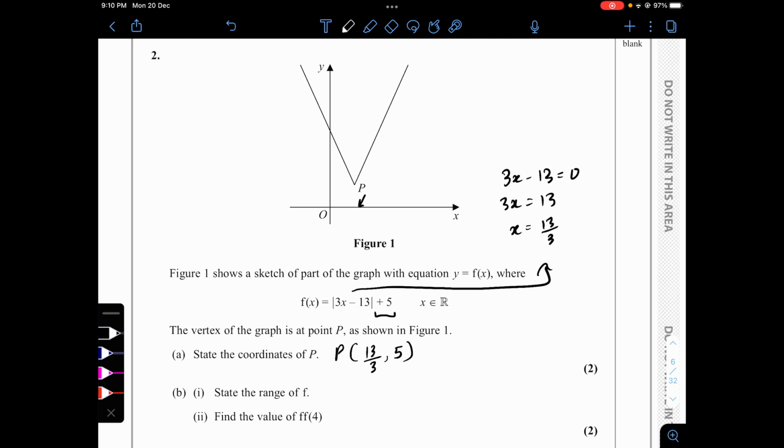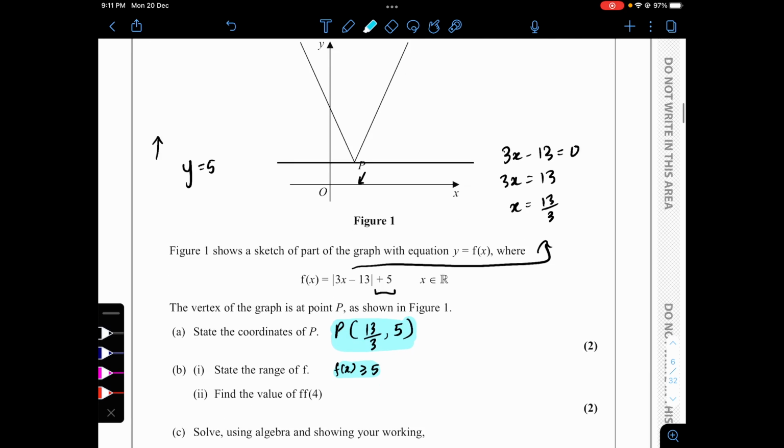Okay, so now it says part b(i), state the range of f. Now b(i), let's look at that. So you can see over here that this is y equals 5, right? Because we have translated 5 upwards. So all the values are always above this point. So we can say the range of f is f of x is always greater than or equal to 5. So this is the answer for this, and this is the point for this.